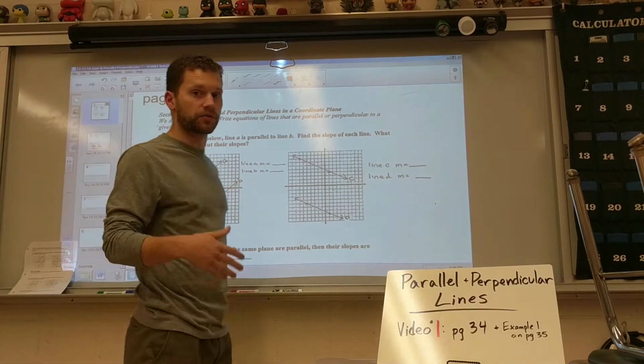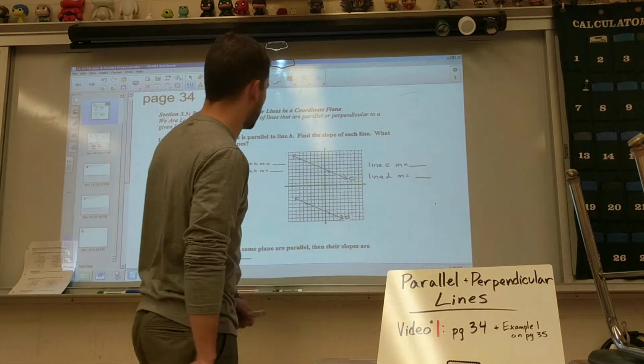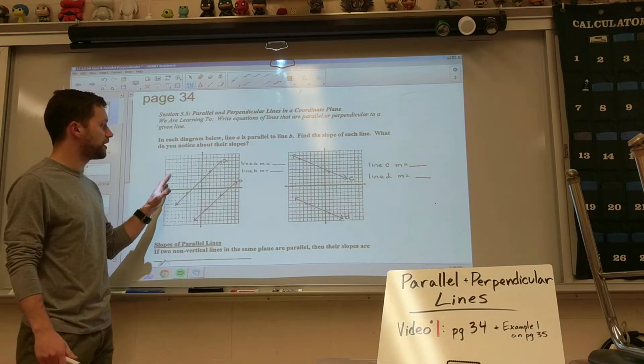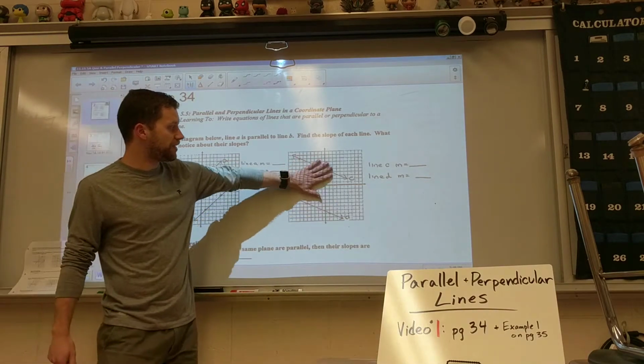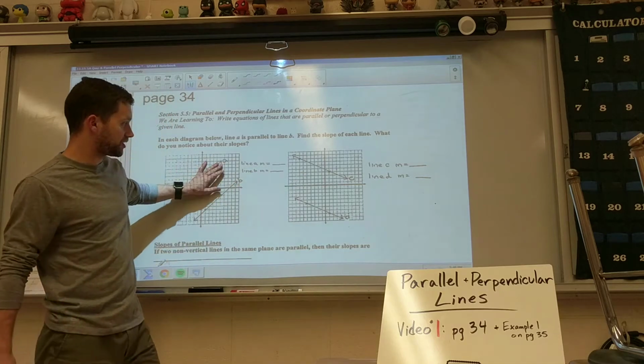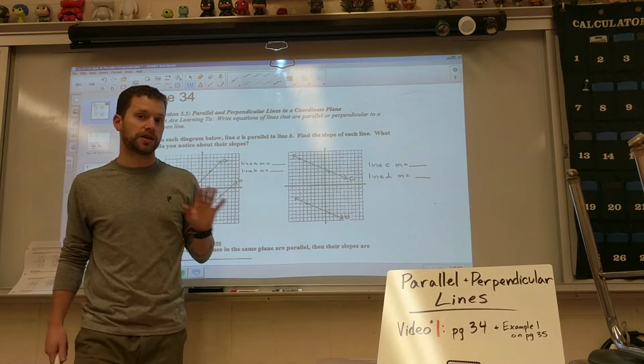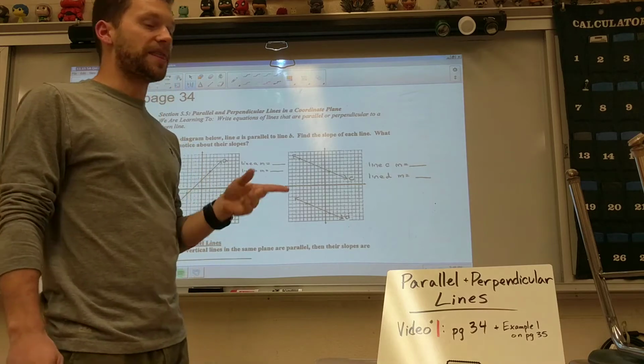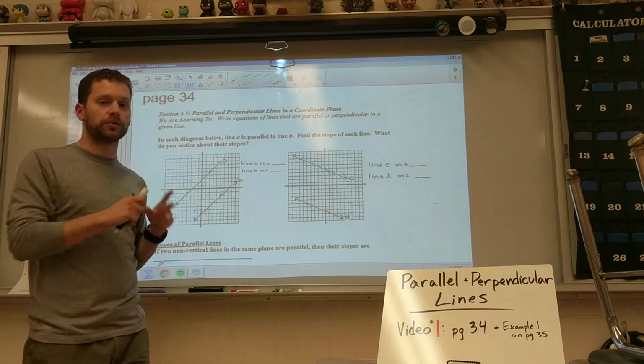Okay, so we're going to go ahead and write equations for parallel and perpendicular lines. So the first thing I want you to do is to find the slope of the lines in both this graph, and then the two underneath it as well, and then pause the video. Once you find it, you can restart the video, and we'll talk about it.